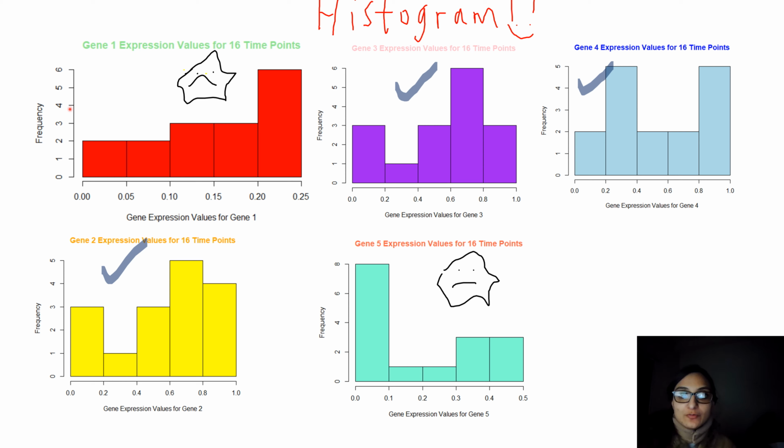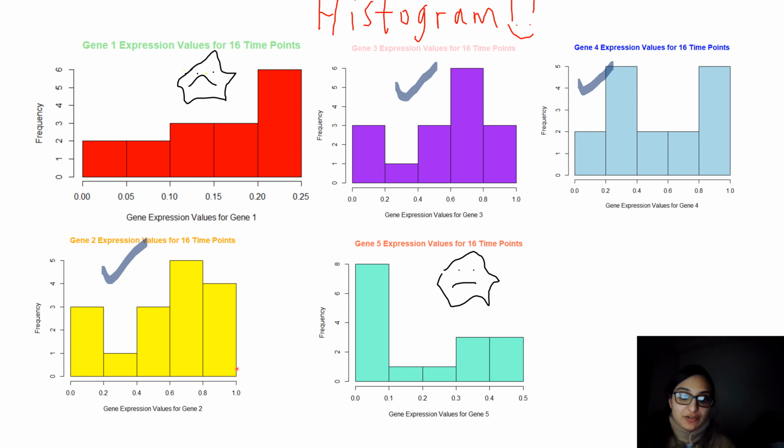We're trying to find ways to bin these values and then compare them, because gene 1's expression is never going to be higher than gene 3's. It's never going to reach gene 3's level of 1. It's never going to reach gene 4's level of 1 either.